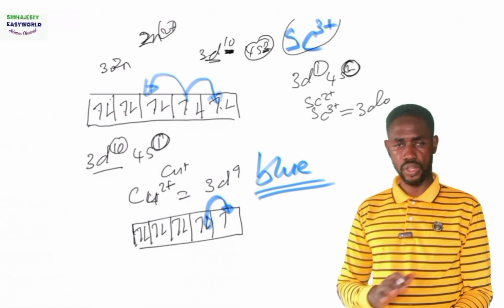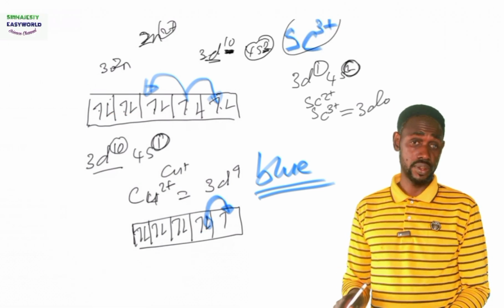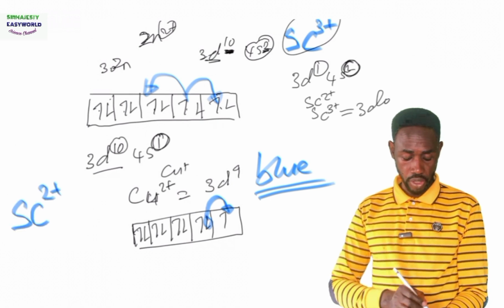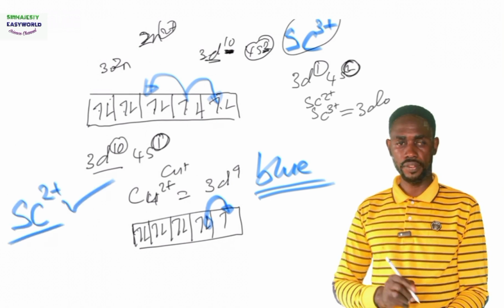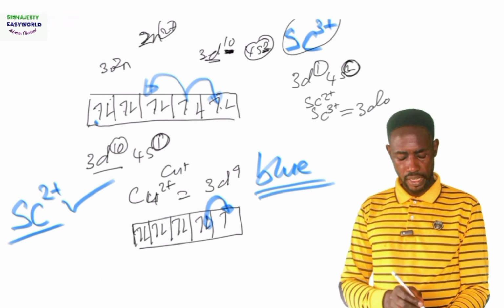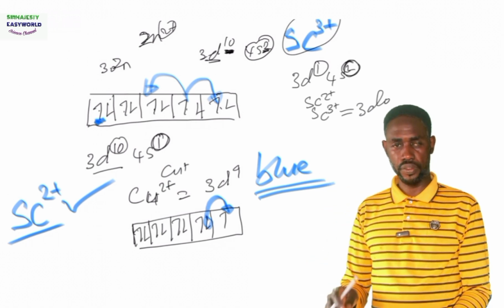But zinc 2 ion is colorless, scandium 3 ion is colorless. What about scandium 2? Will it be colored? Yes, because it will have 3D1 and there will be transition from that first bar to the other, so it can give you color.